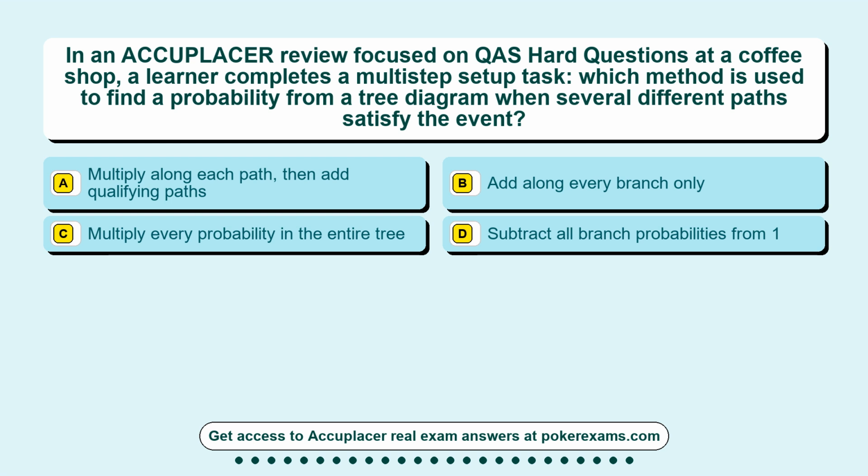Option A, multiply along each path, then add qualifying paths. Option B, add along every branch only. Option C, multiply every probability in the entire tree. Option D, subtract all branch probabilities from 1.